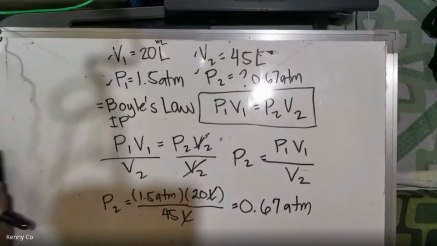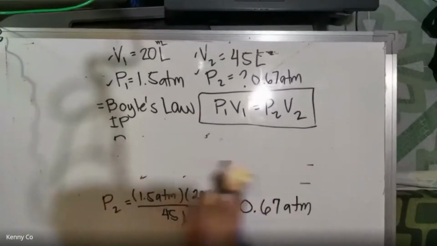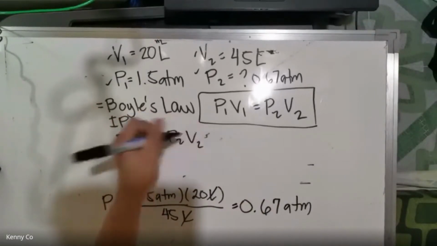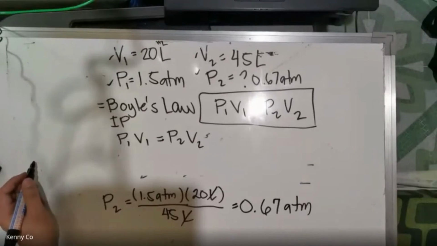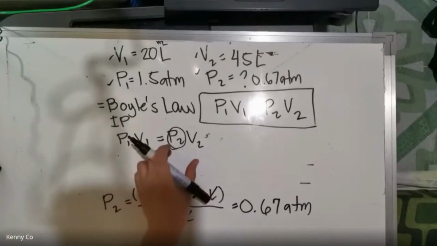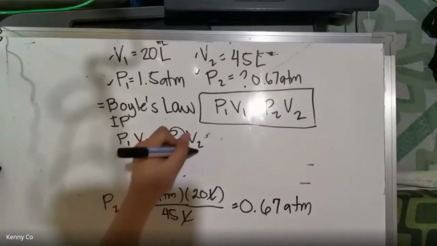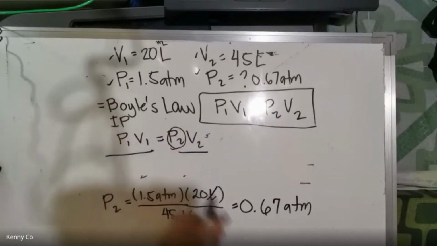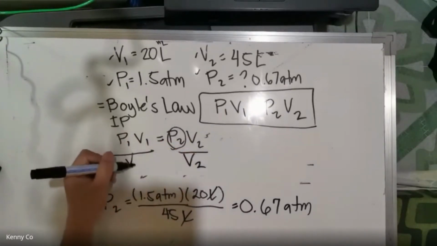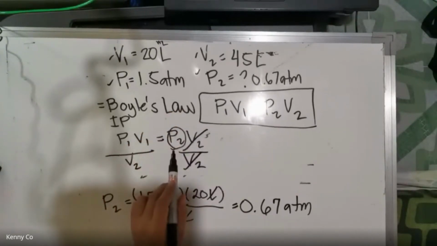Now in order for us to determine the missing, nawawala kasi yung P2, ang ginawa natin ay ganito. P1 V1 is equal to P2 V2. Ang nawawala dito ay si P2. Kailangan nating ihiwalay si P2 sa equation. So in order to do that, we have to divide both sides ng kasama nung nawawala. Ang kasama ng nawawala dito ay si V2. So si V2 ang magiging denominator sa both sides. So makakancel si V2 dito, maiiwan na lang si P2.